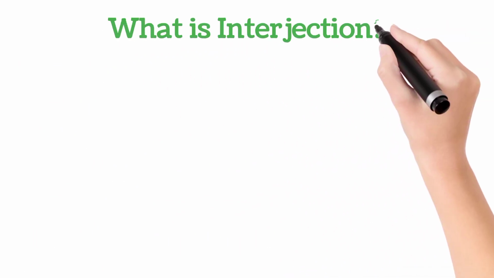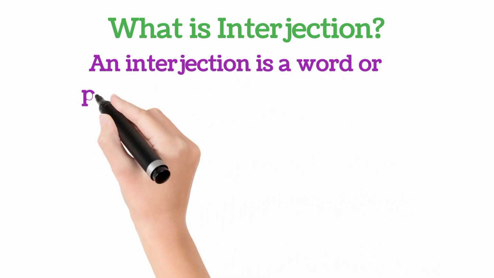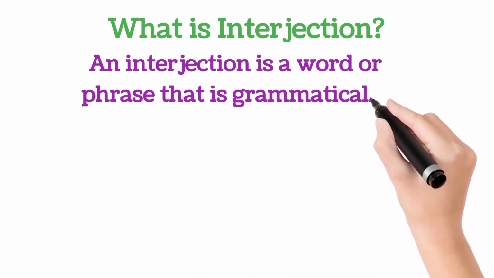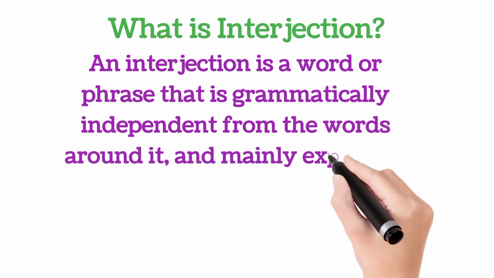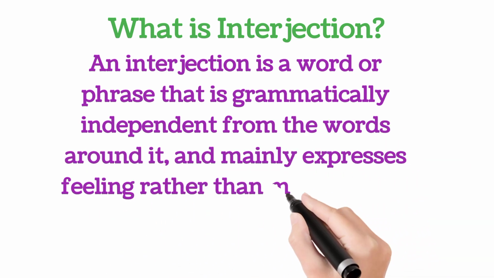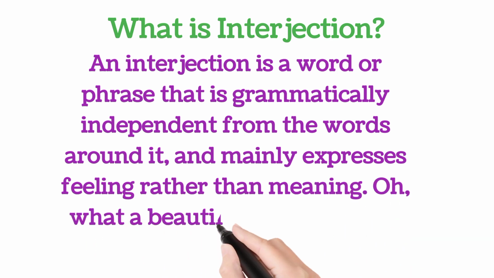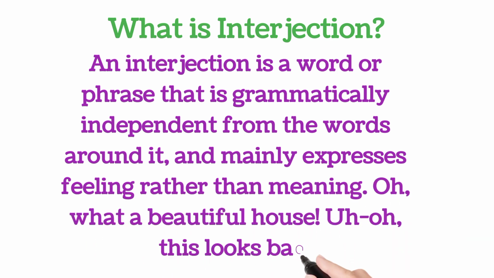What is an interjection? An interjection is a word or phrase that is grammatically independent from the words around it and merely expresses feeling rather than meaning. Oh, what a beautiful house. Oh, this looks bad.